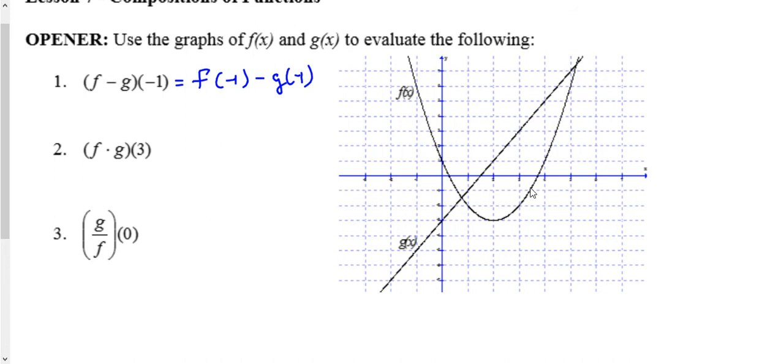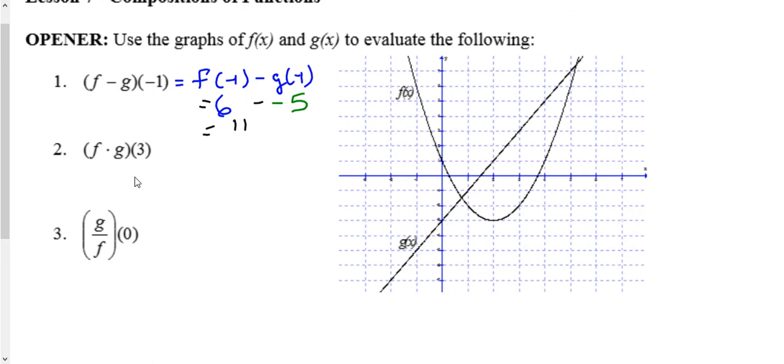F here is this parabola at -1. We look to be at positive 1, 2, 3, 4, 5, 6. Looks to be at 6 there. And from here, I'm going to subtract whatever g of x is. Well, g at -1, here's -1. G of x is -1, 2, 3, 4, 5. So I have 6 minus -5, and of course that gets us to positive 11.